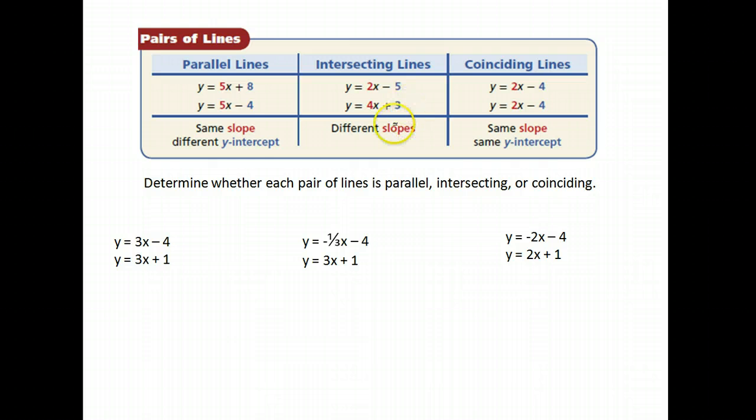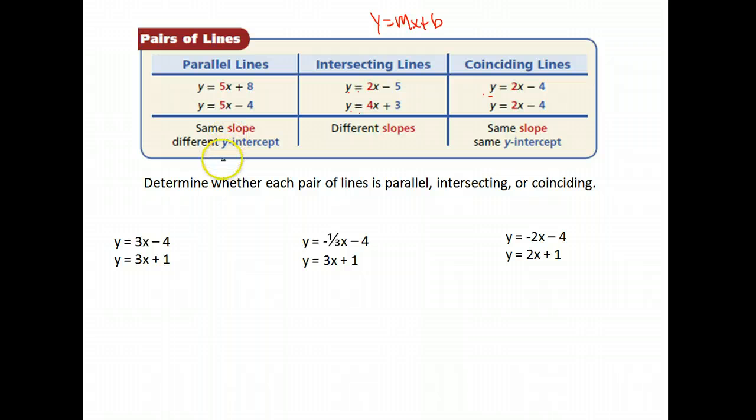Alright, let's try to determine relationships between lines. This is where the slope-intercept form, y equals mx plus b, comes in really handy. You can immediately tell what the slope of your line is. But notice to be in slope-intercept form, like all of these examples here, the y is all alone, equal to everything else. You have to have it in that form before you can compare them.